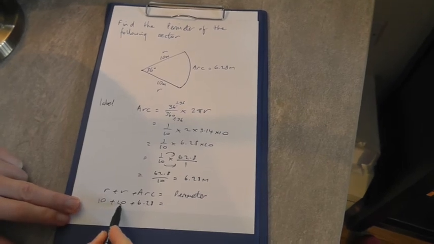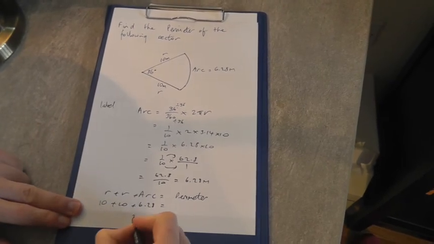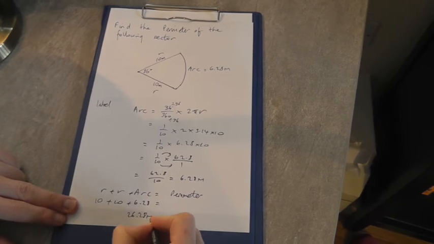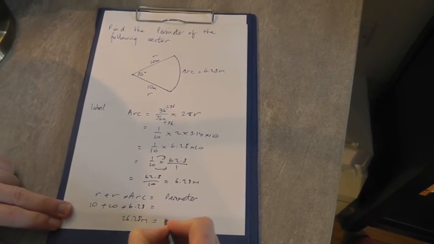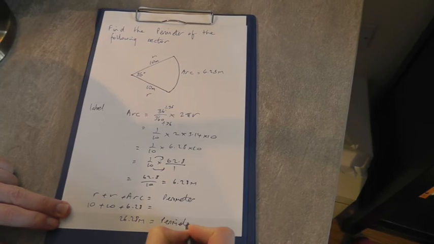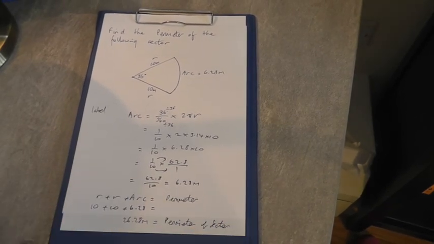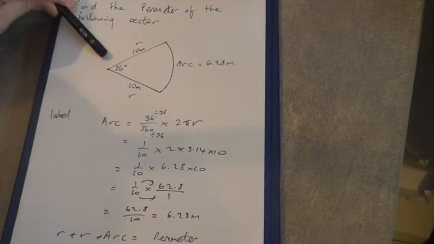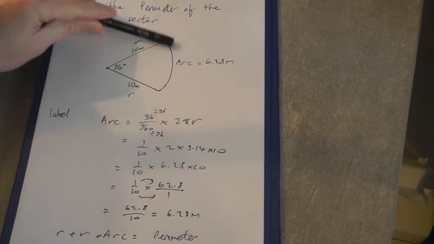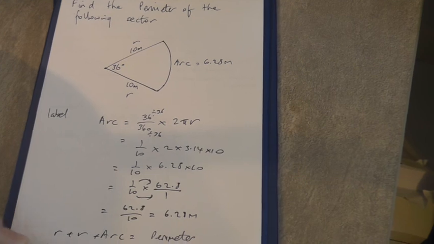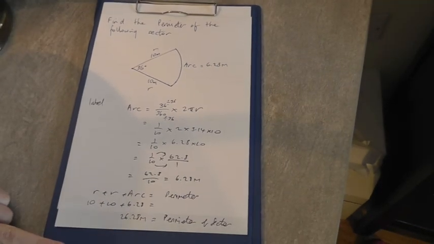10 plus 10 is 20, 20 plus 6.28 is 26.28, and the units there are meters, and that is the perimeter of our sector. That was 10, that was another 10, 20, added to 6.28 is 26.28, and that is meters, and that is the perimeter of this sector calculated.